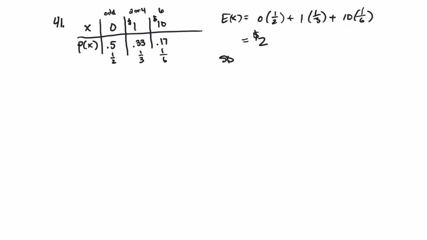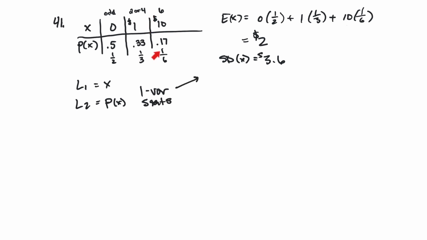So I can tell you here that X's in this case are the amount of money won. If I get an odd number, it's $0. I'm going to get that 1/2 of the time. 2 or 4, I'm going to get a $1 award. That happens 1/3 of the time. And then if I get a 6, I'm going to get a $10 prize. That's going to happen 1/6 of the time.